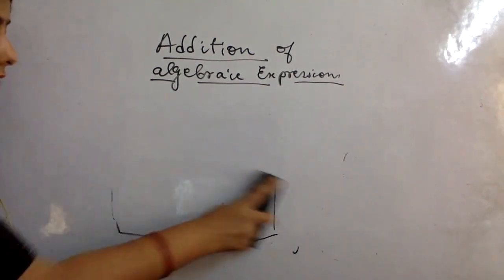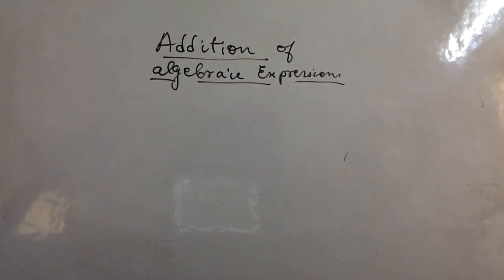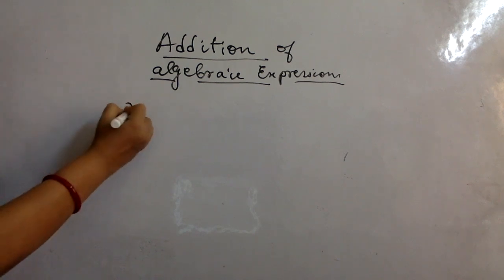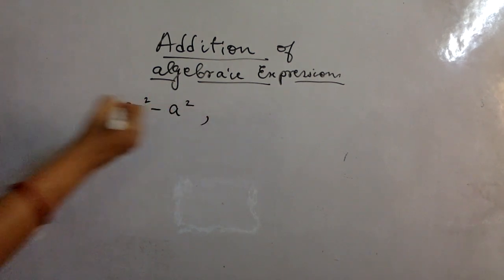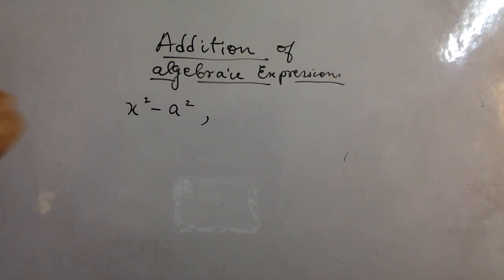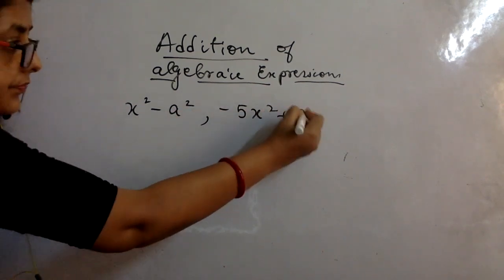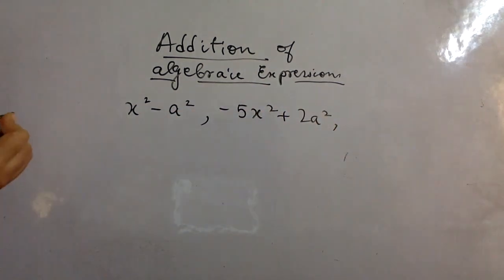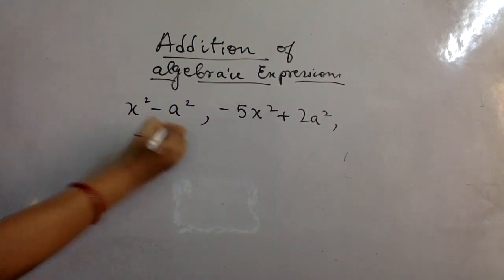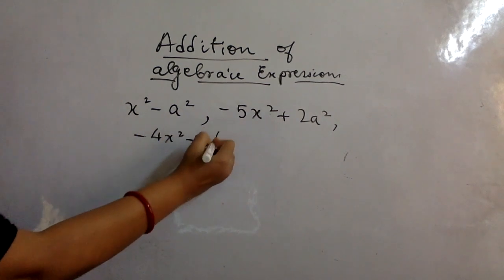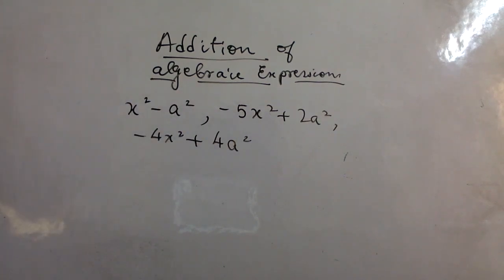Let me do another sum, which is having small expressions like x square minus a square, that is one expression, minus 5x square plus 2a square, and minus 4x square plus 4a square. Okay, now this is the sum. Now this sum, as you can see, is slightly different from the previous one.